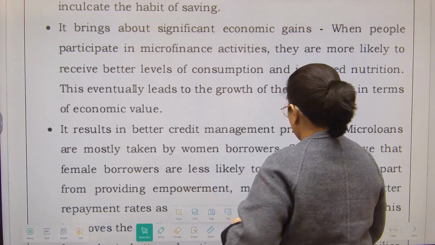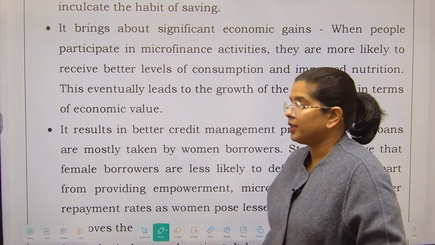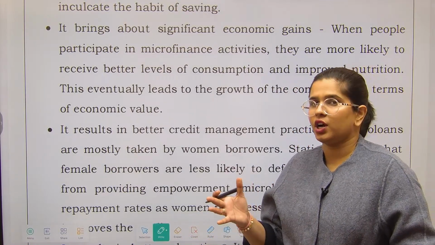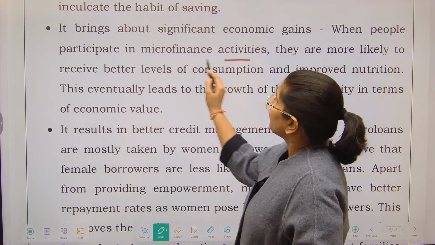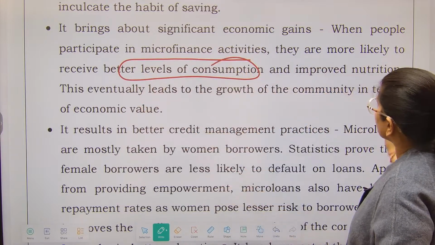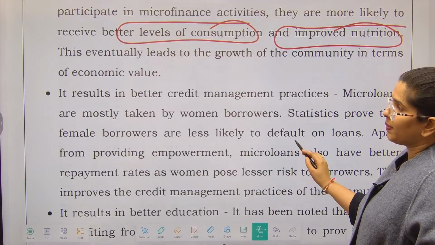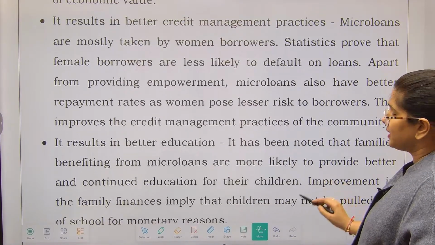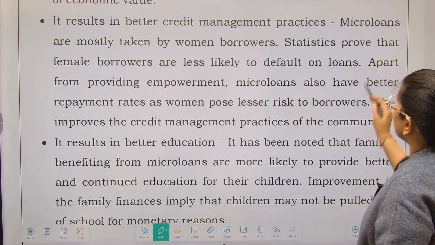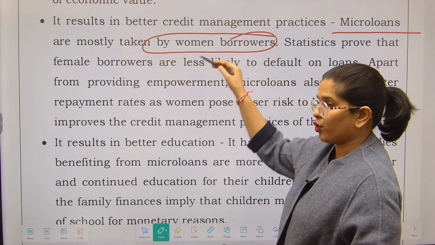Next is bringing about significant economic growth. Yes, because when the credit flow increases to the economy, or to the lower section of the economy, it improves levels of consumption and nutrition, right? So this is also one of the benefits. Economy is growing. It results in better credit management. See, why better credit management? Because micro loans are mostly taken by women borrowers.